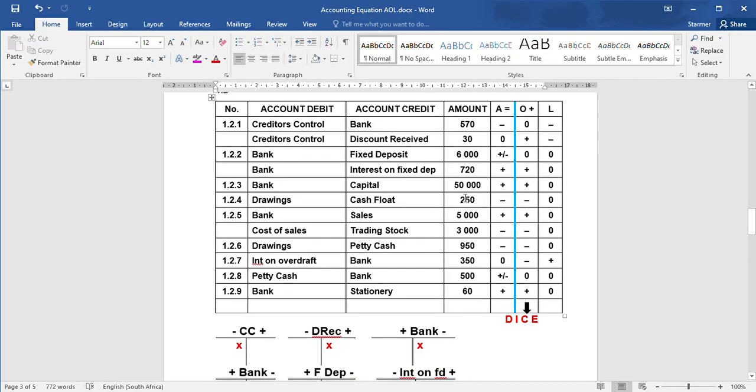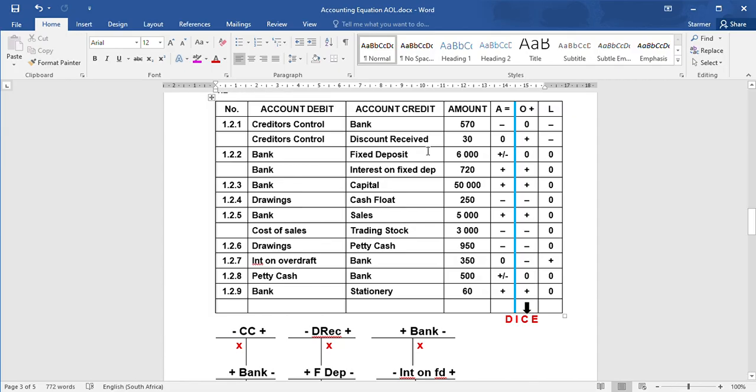Now in terms of this accounting equation, bank is an asset going down, so you put a minus. Creditors control is a liability going down because you're paying back, so you put a minus, and nothing happens to your owner's equity. You must show that as a 0. Now if you check, on the left of the blue line we've got a minus, on the right of the blue line we've got a minus as well, so the 2 sides are the same.